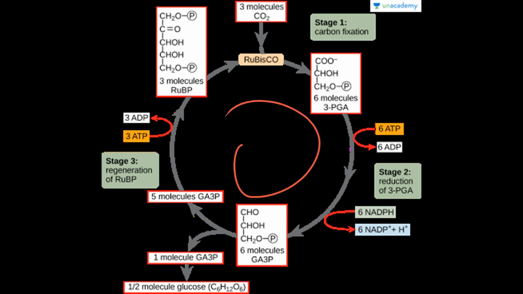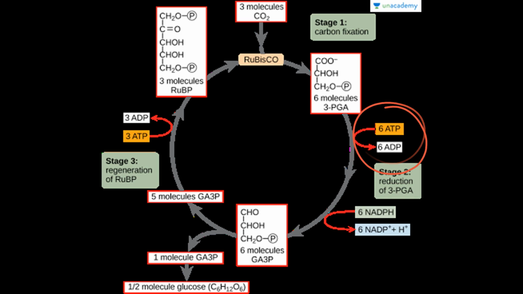Now talking about the energy chart of the C3 cycle. Before I move to the energy chart, I would just like to revise the cycle once again in terms of energy. Here 6 ATPs are used in the phosphorylation process, and in the regeneration process 3 molecules of ATP are required. So a total of 9 ATP are utilized in 1 Calvin cycle, which means 6 from here and 3 from here.